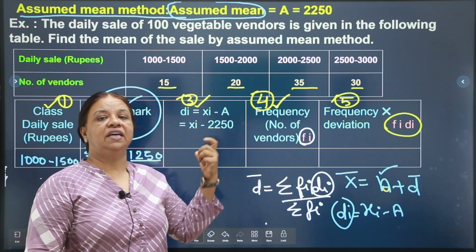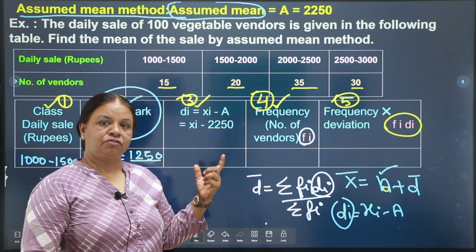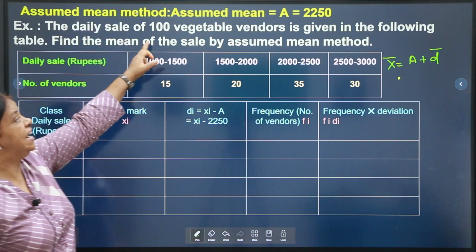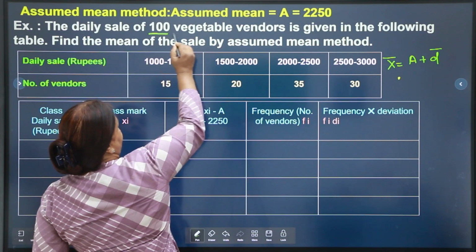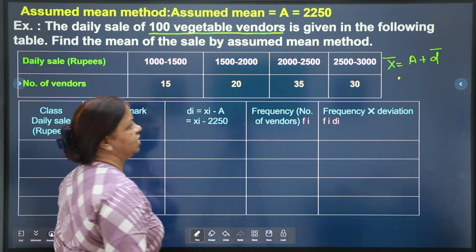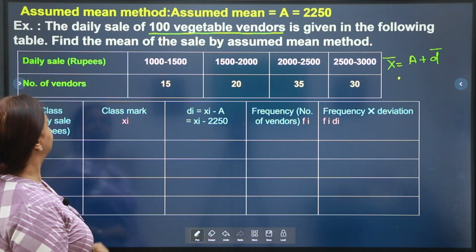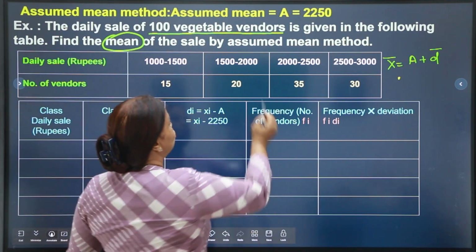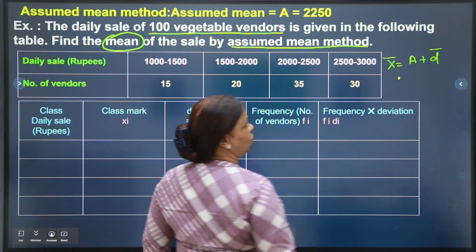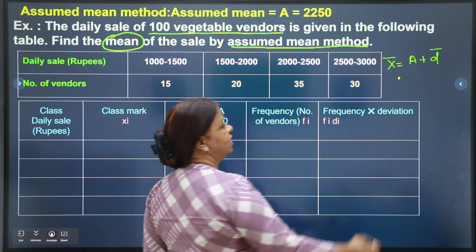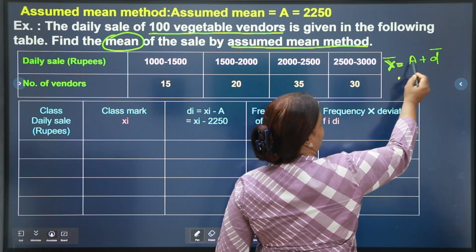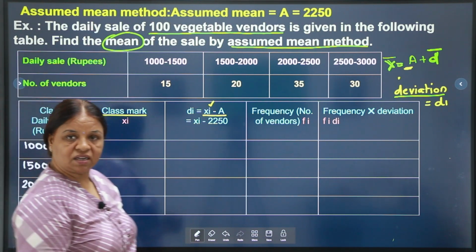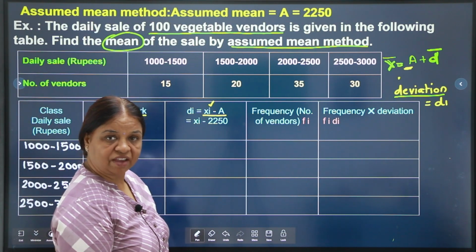Let's solve an example from your textbook. Let's first read the question. The daily sale of 100 vegetable vendors is given in the following table. We have to find the mean by the assumed mean method. The assumed mean method formula is x bar is equal to a plus d bar. This is the class, and how to get the class mark we have also discussed in the previous video.